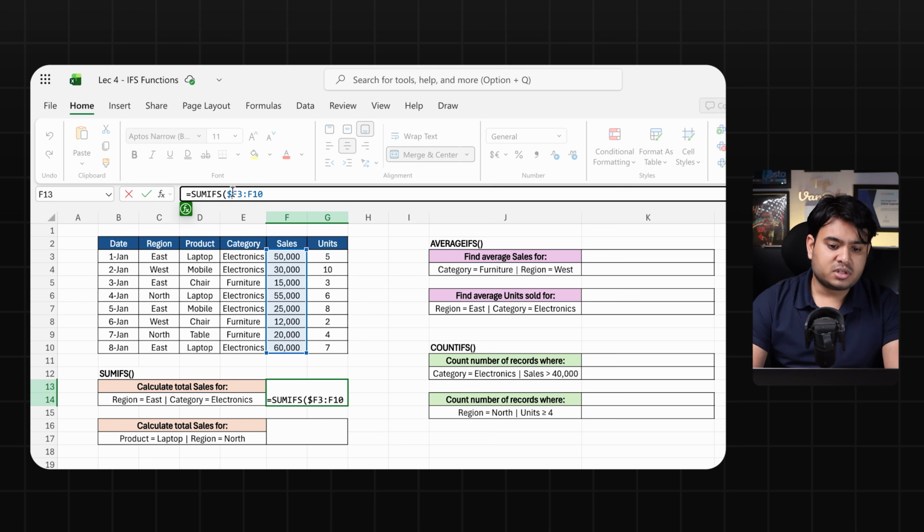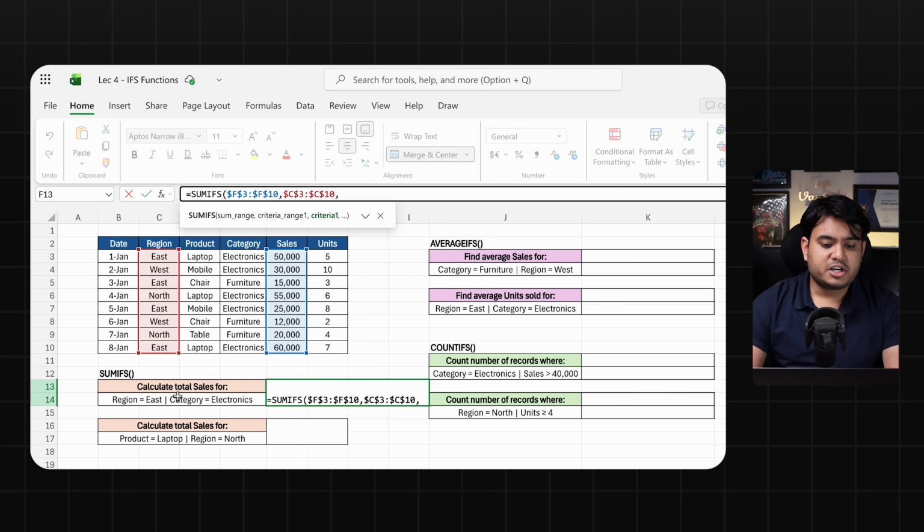You can use F4 if you are using the desktop version, or you can use the dollar sign in between these numbers. Then I am putting a comma, because our syntax says sum range, comma, criteria range 1. So criteria range 1 will be this one. Again, I am locking this series.